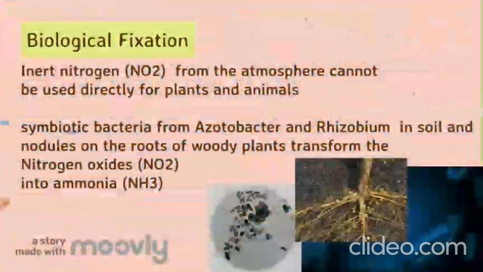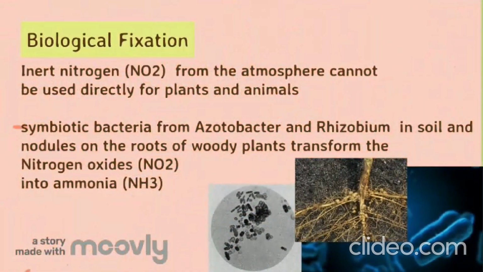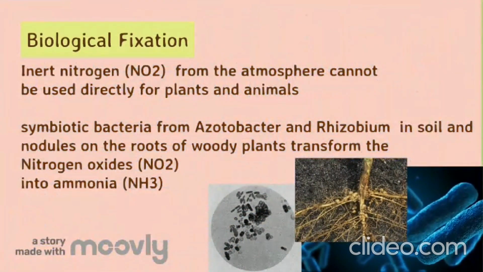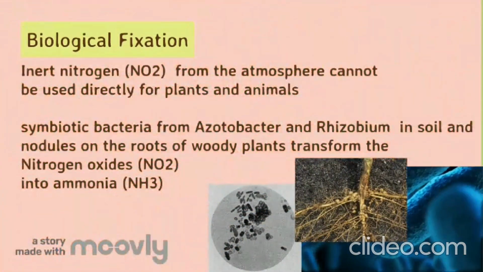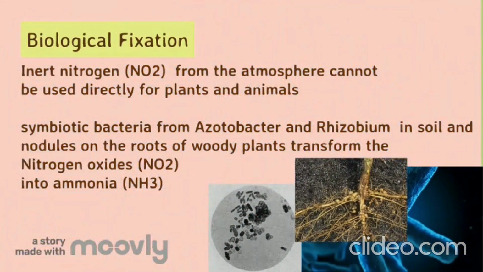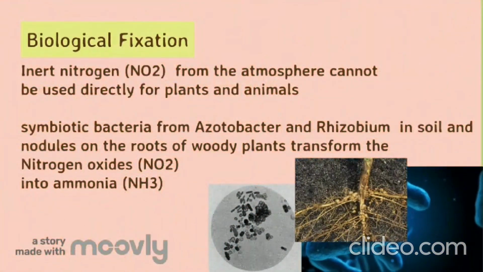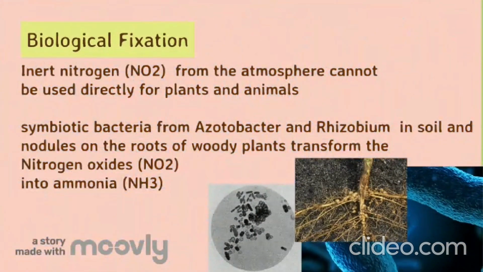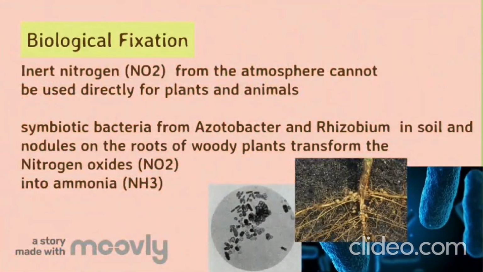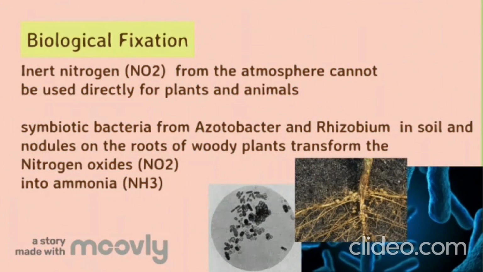As for biological fixation, since the inert nitrogen from the atmosphere cannot be used directly by plants and animals, symbiotic bacteria from Azotobacter and Rhizobium species that can be found in soil and nodules on the roots of woody plants will transform the unusable form of nitrogen into ammonia. This is because these bacteria contain a nitrogenase enzyme which has the capability to combine the inert nitrogen gas with hydrogen to form ammonia, which later can be absorbed by the plants.